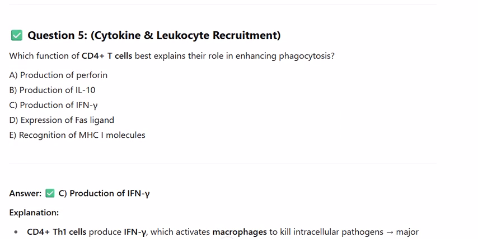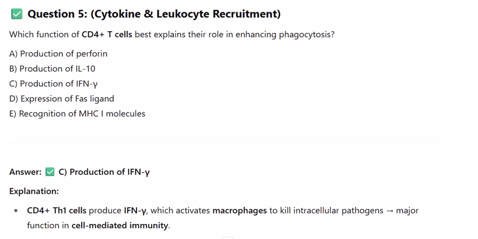Question 5. Cytokine and leukocyte recruitment. Which function of CD4+ T cells best explains their role in enhancing phagocytosis? A, production of perforin. B, production of IL-10. C, production of IFN-gamma. D, expression of Fas ligand. E, recognition of MHC I molecules. C, production of IFN-gamma.